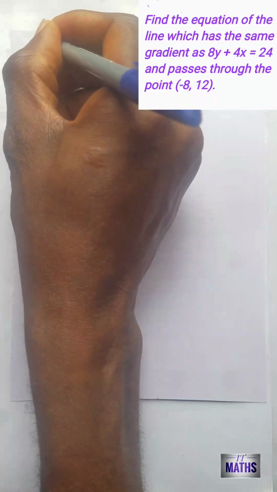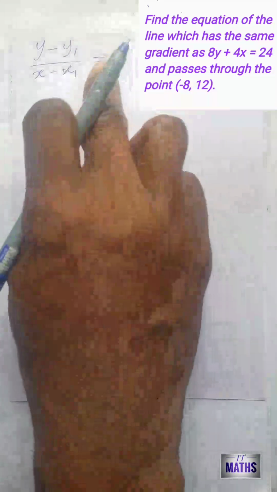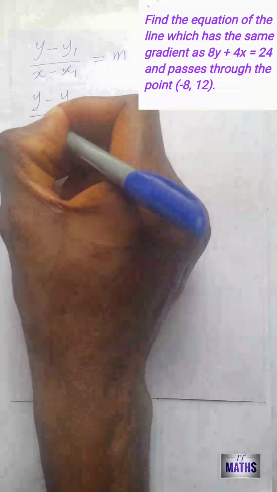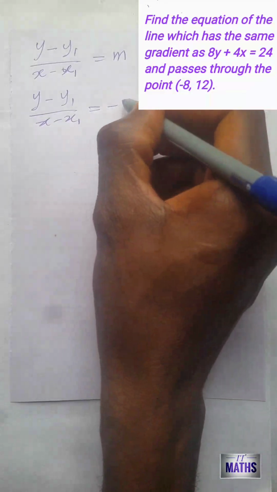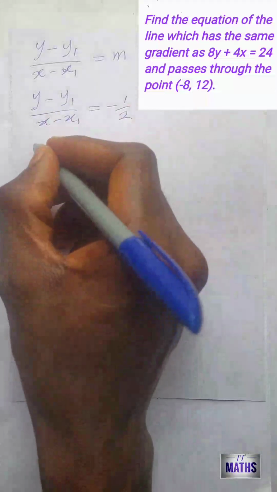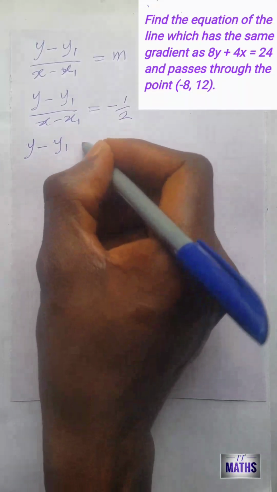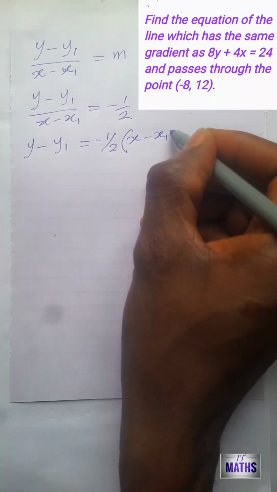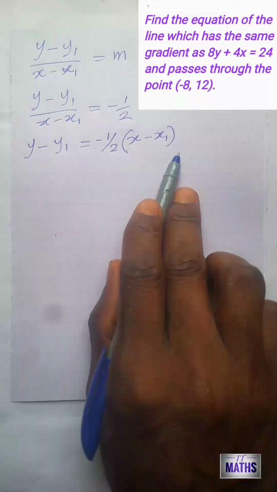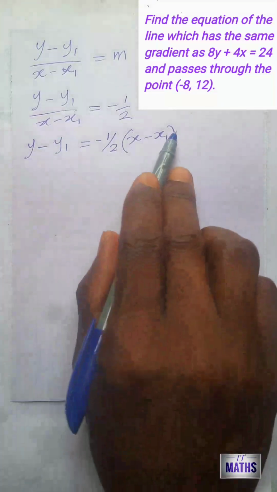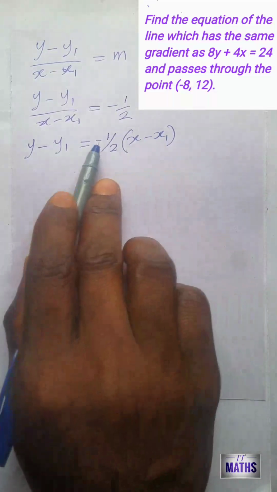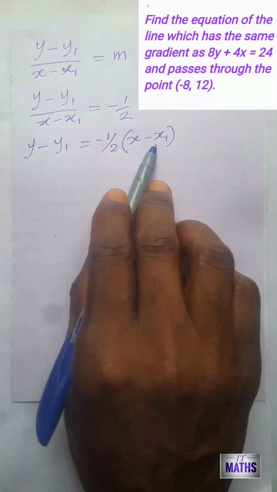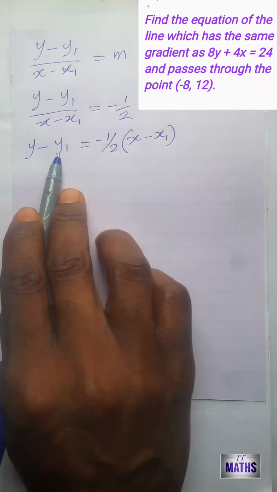So let's copy out our equation and put our slope there. So that becomes y minus y1 over x minus x1 is equals to minus 1 over 2. Cross multiplying, that is minus 1 over 2 times x minus x1. This is an equation, but we are given values. Remember, we are given values for y1 and x1. What's the value for x1? The value for x1 is minus 8, while the value for y1 is 12.